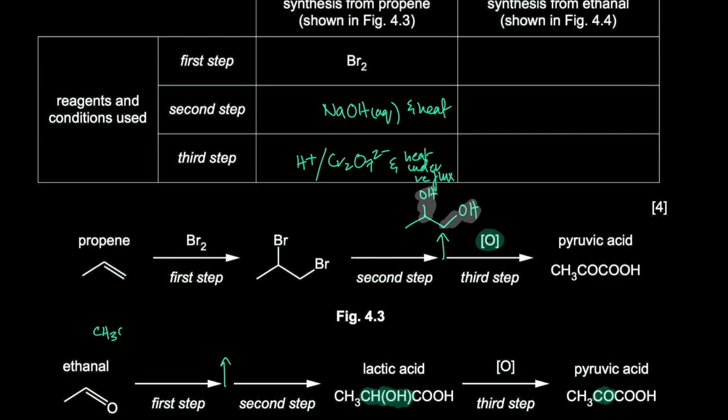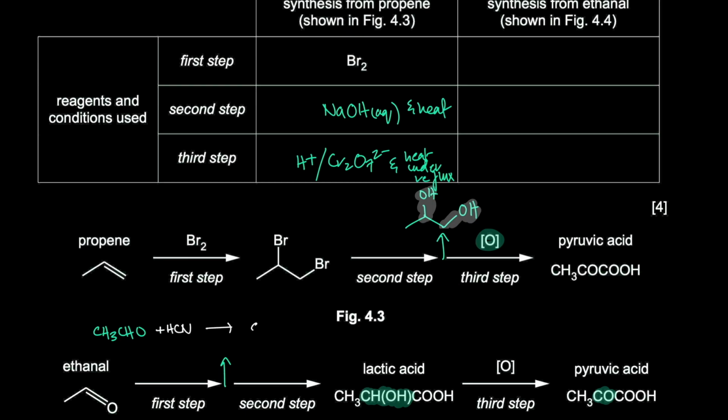We have CH3CHO, a 2-carbon aldehyde here, and we have a 3-carbon compound in lactic acid over here. So how do we convert a 2-carbon aldehyde or a 2-carbon carbonyl compound to a 3-carbon compound? For that, we're going to need a nitrile. This is the nucleophilic addition of HCN.